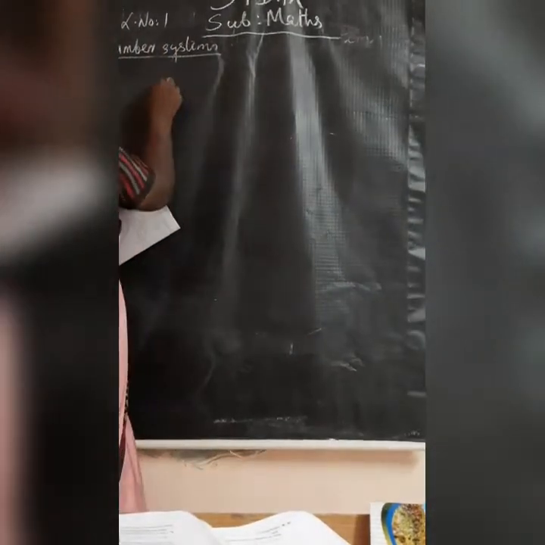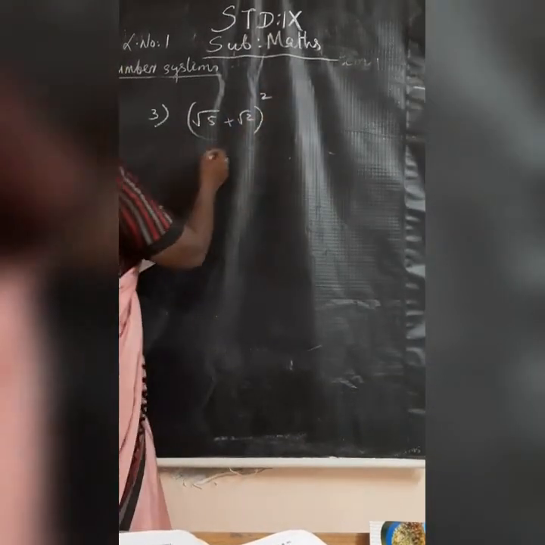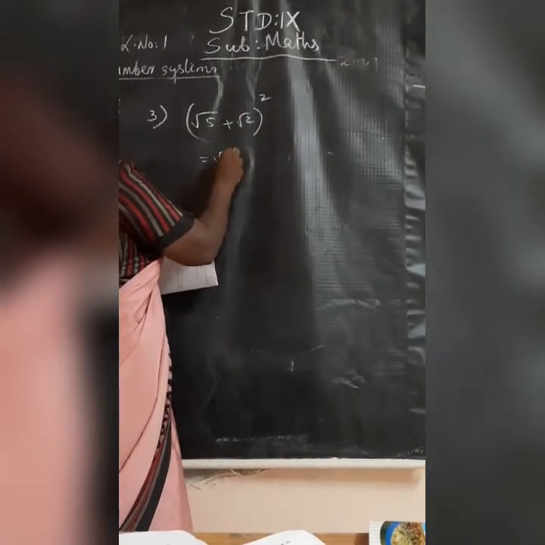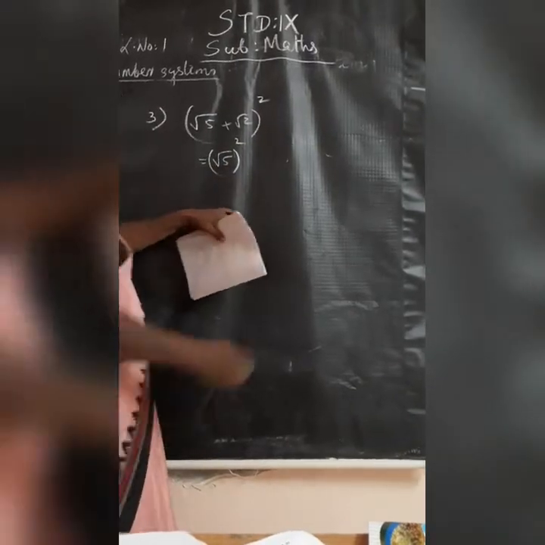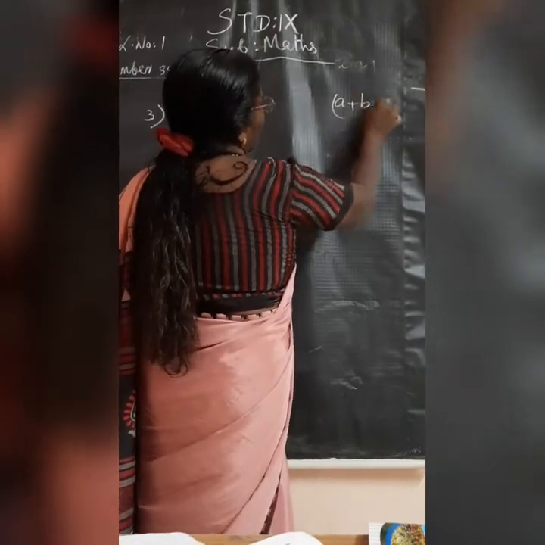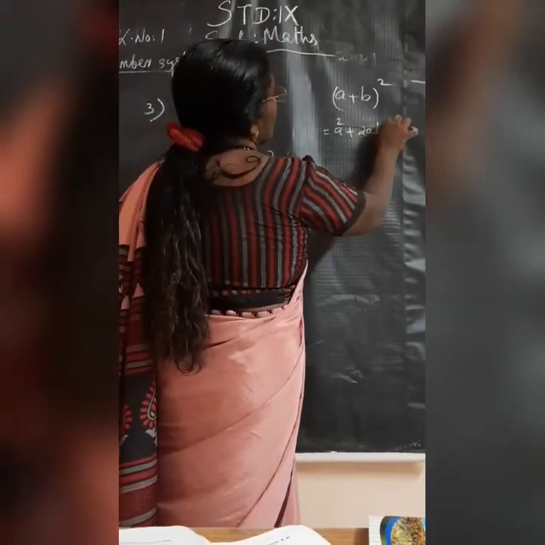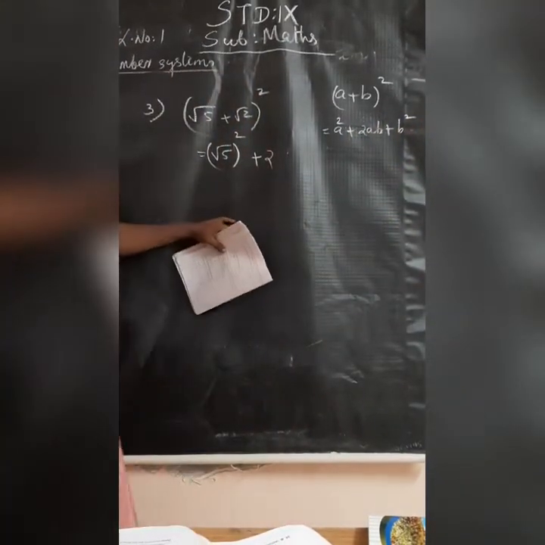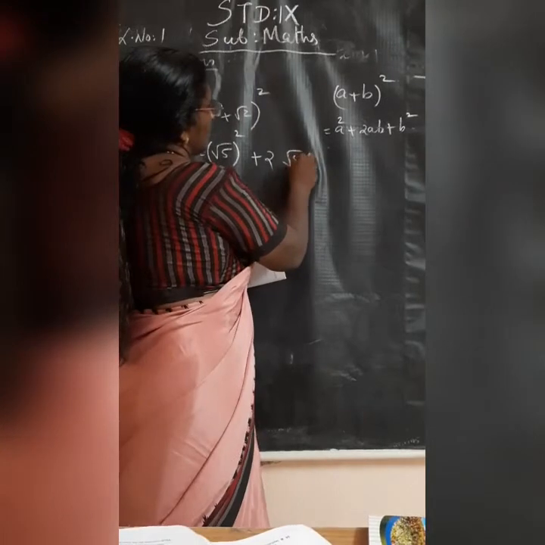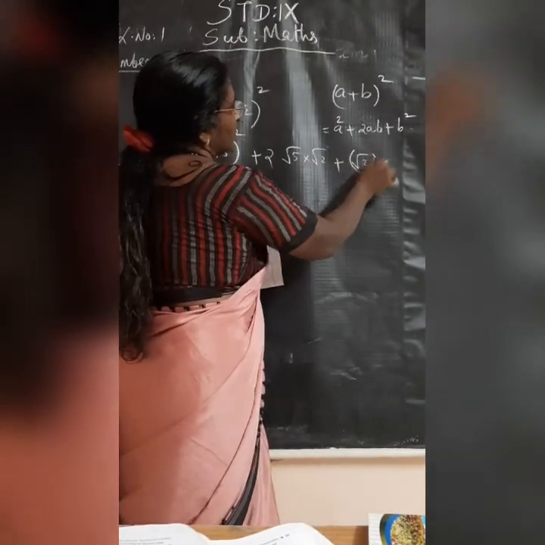Now next, question number 3: (√5 + √2) whole square. Now this is of the form (first term + second term) whole square. You write the formula of (a + b) whole square, then it will be very clear for you. (a + b)² is equal to a² + 2ab + b². So first term square, plus 2 into first term into second term, plus second term whole square.